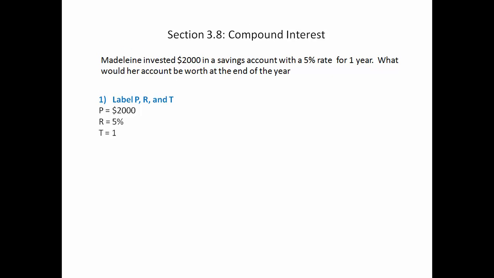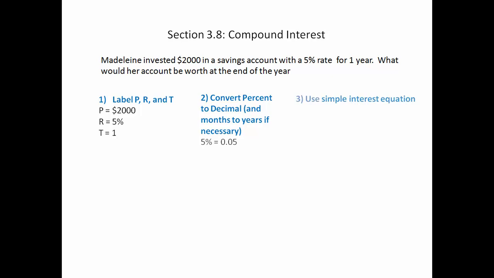If you're given time in months, you'll have to do a conversion. And that's actually in step 2. Convert the percent to a decimal and months to years if necessary. Well, I do have to convert that 5% to a decimal by moving the decimal point twice to the left or dividing by 100 if you prefer to do it that way. Either way, you should get 0.05. Time is already in years, so I don't have to convert it to years. If I had been given months, I would have to divide by 12 to get years.